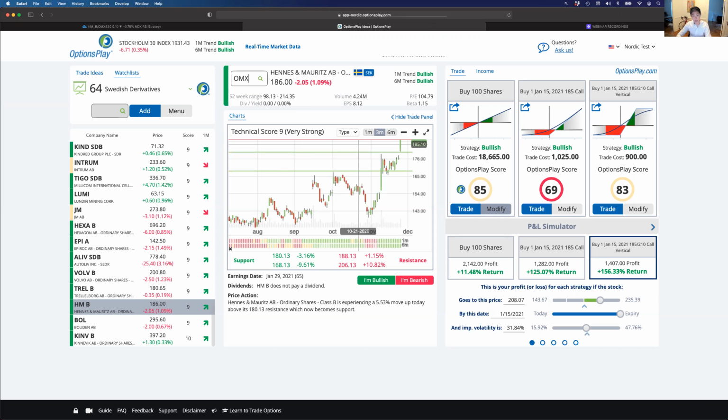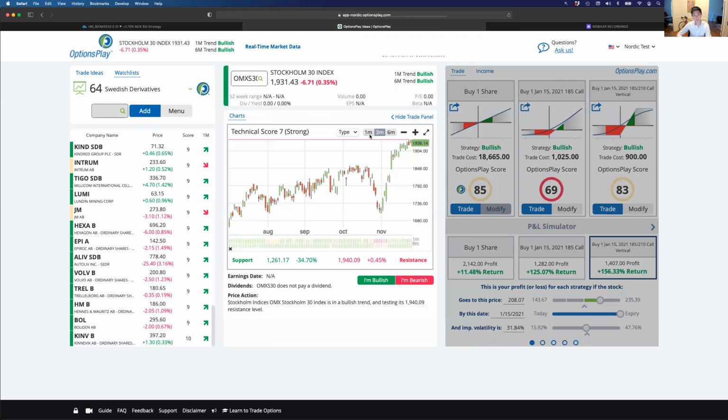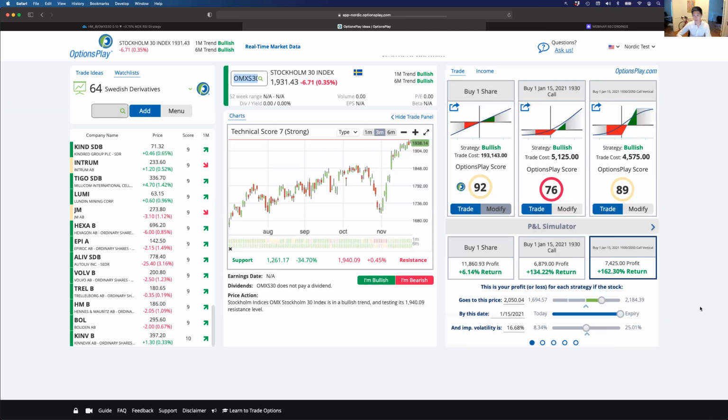Where is the broader index on this chart? I'm not sure what you mean, but you can type in OMX S30 to get the OMX 30 index on your OptionsPlay tool. So the symbol for it is just OMX S30.